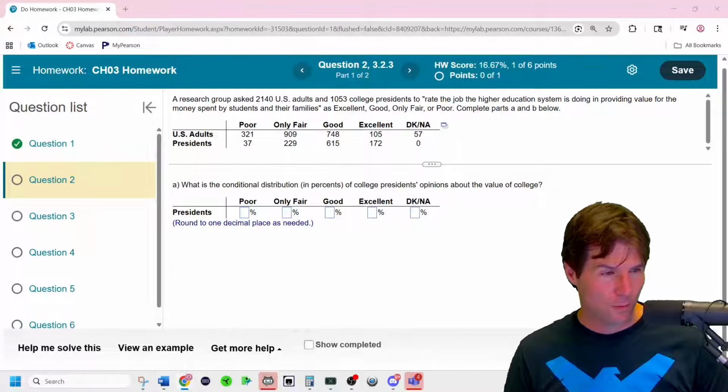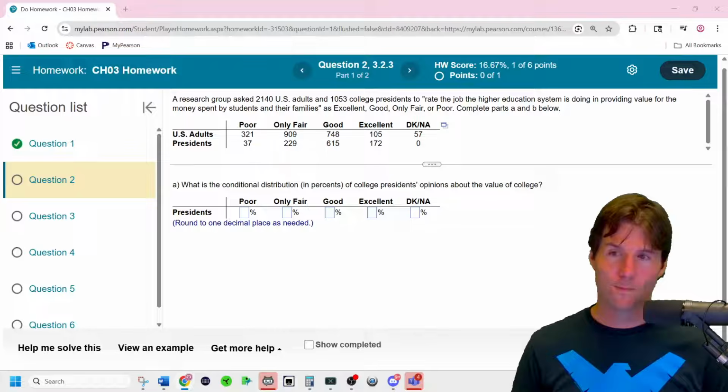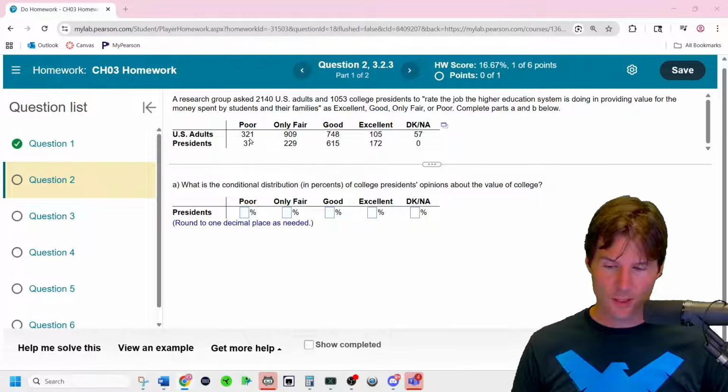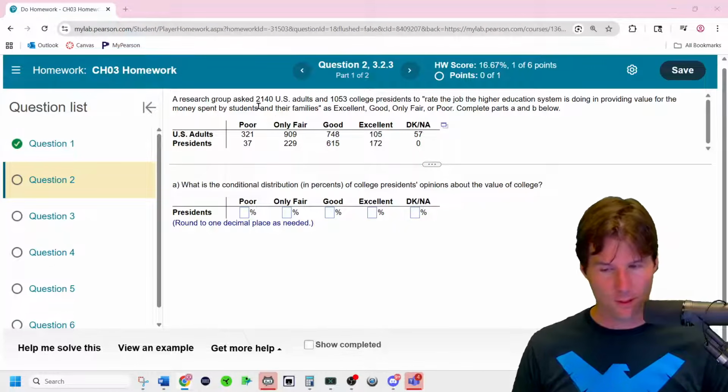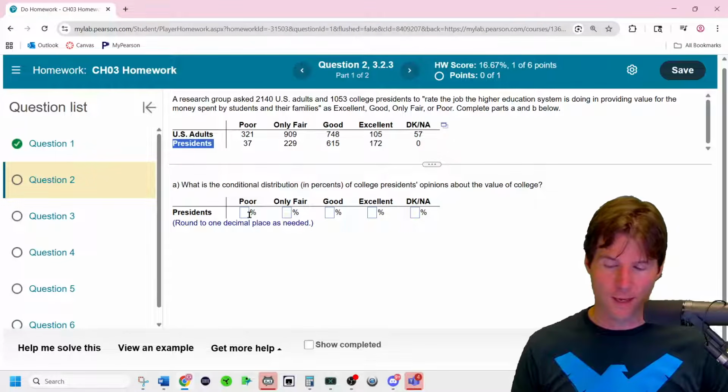Number 2. Question 2. Okay. Very similar. This is the conditional display right here. And when you look at this, all you're doing is 321 divided by that, or the number right there. So you're just going across the top row right here and dividing by the totals.